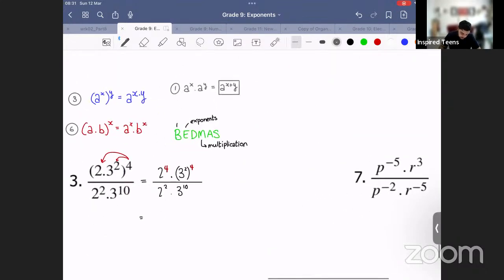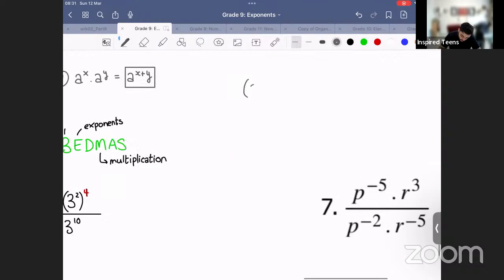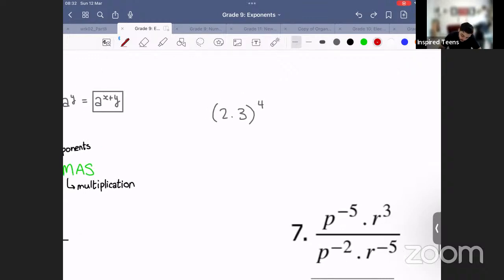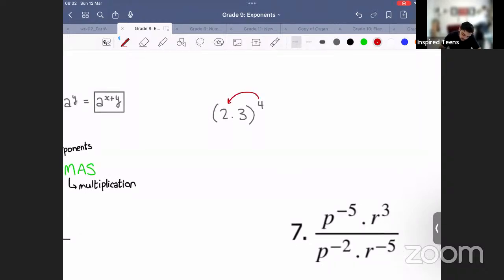So let's do it without the squared. If I just had 2 times 3 to the power of 4, I have a product, a multiplication, and the whole multiplication is in brackets, and the entire brackets is to the power of 4. In that case, the way to simplify it is to give each term inside of the bracket the power of 4. So you'd simplify this to 2 to the power of 4 times 3 to the power of 4. That's basically what we're saying.